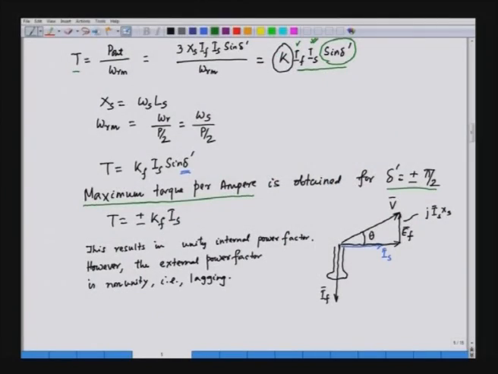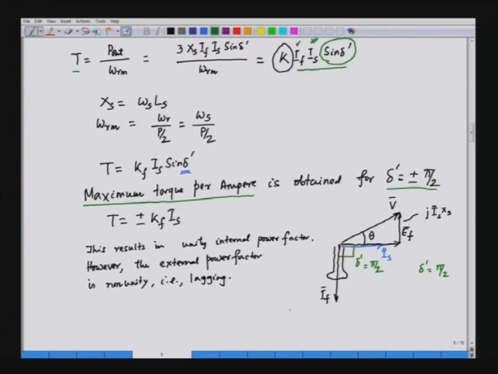So, if we make delta prime pi by 2 for motoring, let us say, in that case the angle between IF and IS, that is delta prime, is equal to pi by 2.